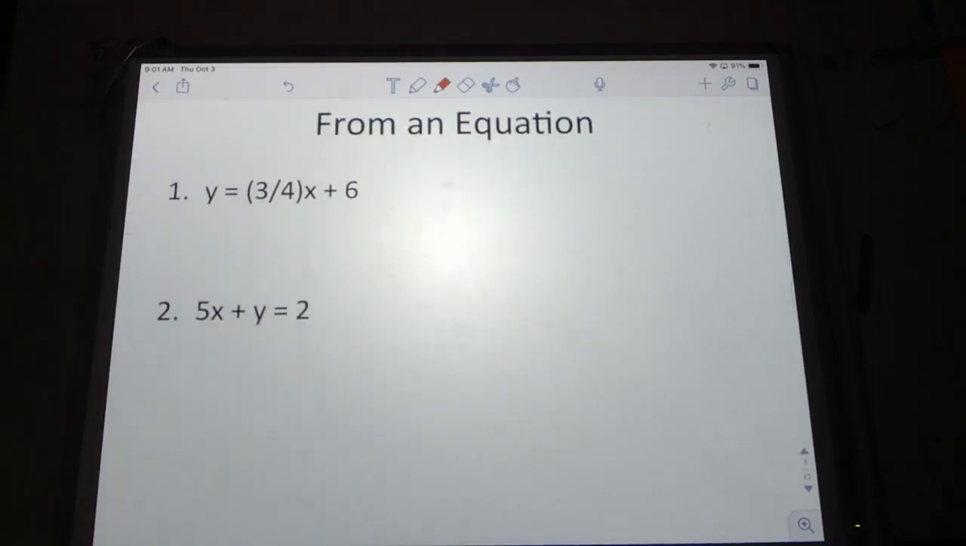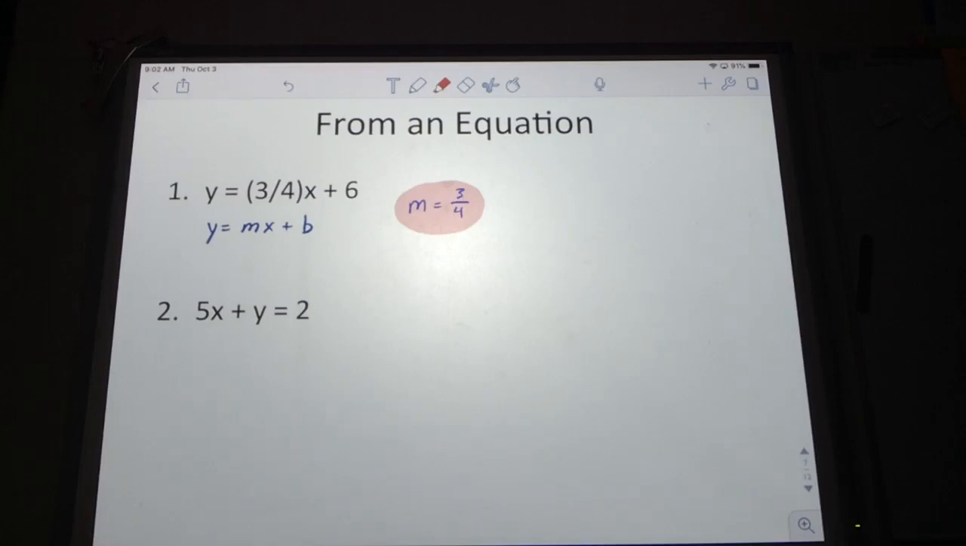Okay, now from an equation. We talked about this a lot last class. So what is the slope in number 1? What is our slope? 3/4, because it's always y equals mx plus b, and m is always our slope. So our m is 3/4. But we can't find our m until it's in that format. So it's not just what's next to x, it's what's next to x when in that form.